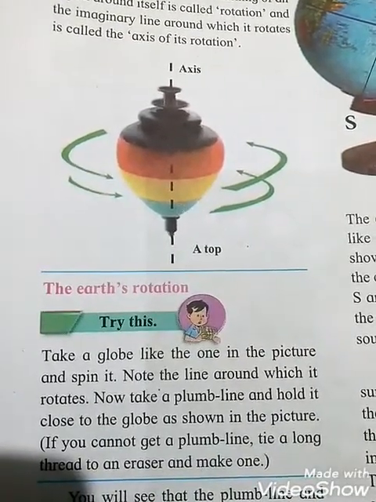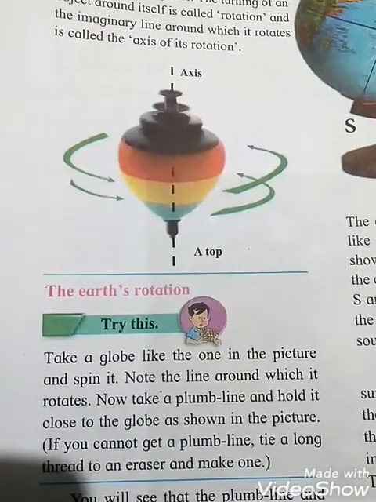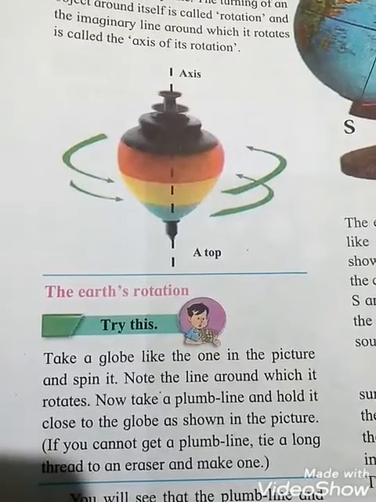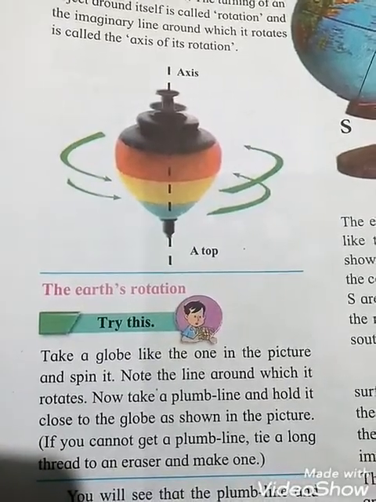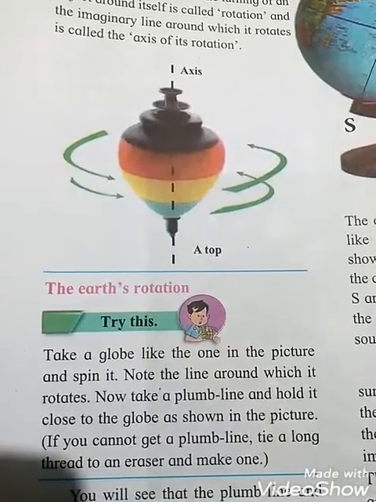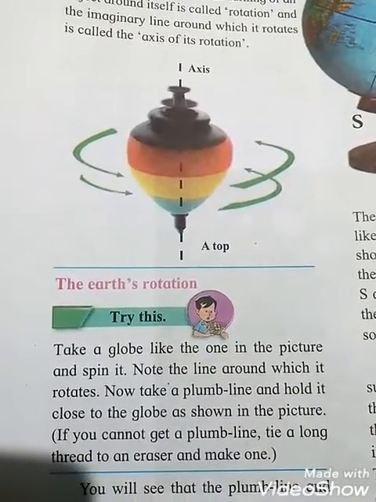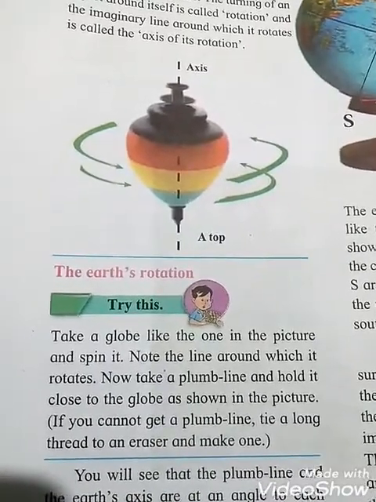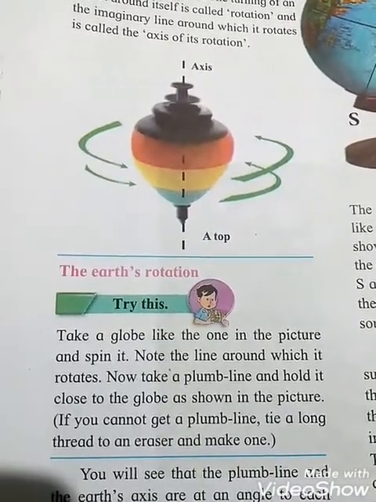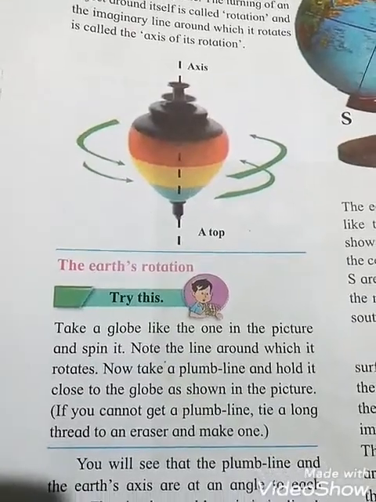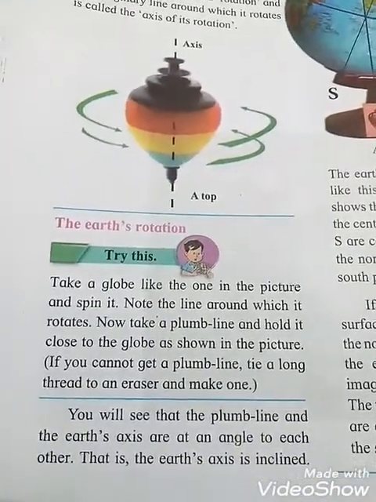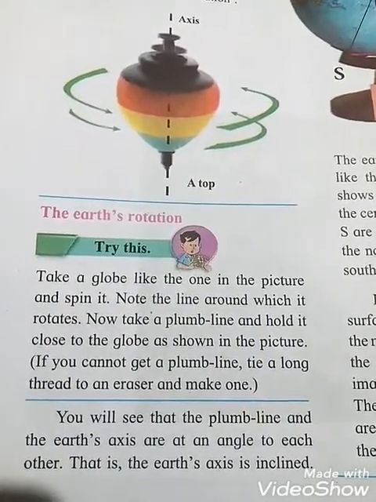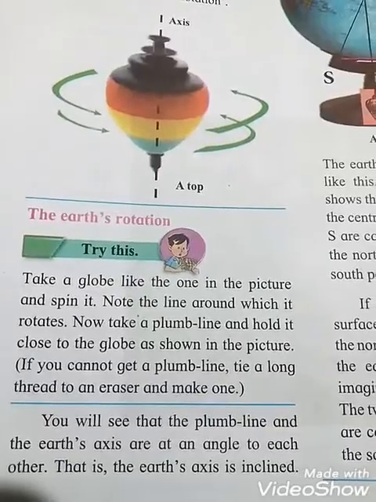Now take a plumb line. You know students, plumb line means what? An imaginary line regarded as directed exactly towards the Earth's center of gravity. Hold it close to the globe as shown in the picture. And if you cannot get a plumb line, tie a long thread to an eraser and make one. So you will see that the plumb line and the earth axis are at an angle to each other. That is, the earth axis is inclined.